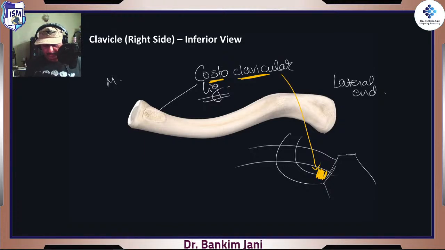And this prominence is so prominent, right? You can literally see that, yes, there is a rough surface. It means this is a very powerful, very strong ligament. So whenever it creates a very clear impression on the bone, that means those muscles are powerful.